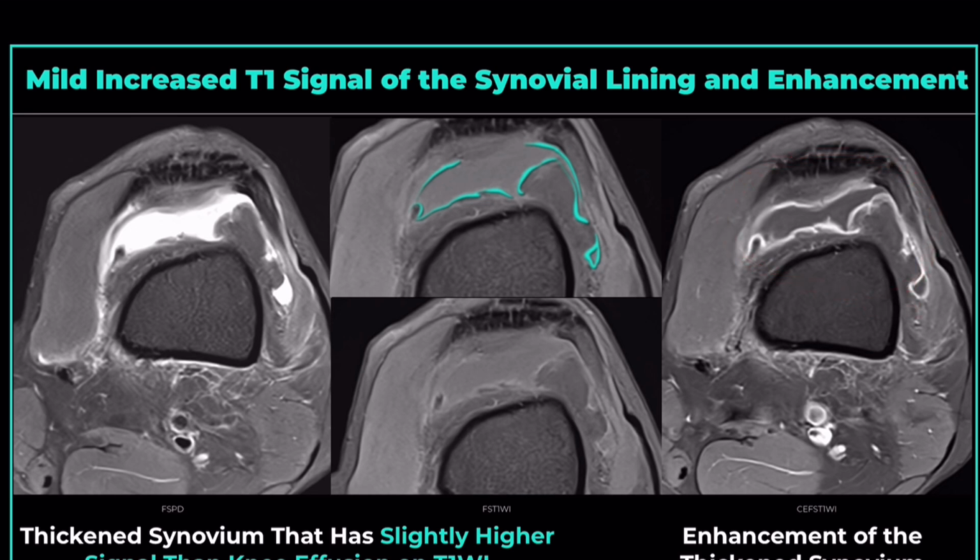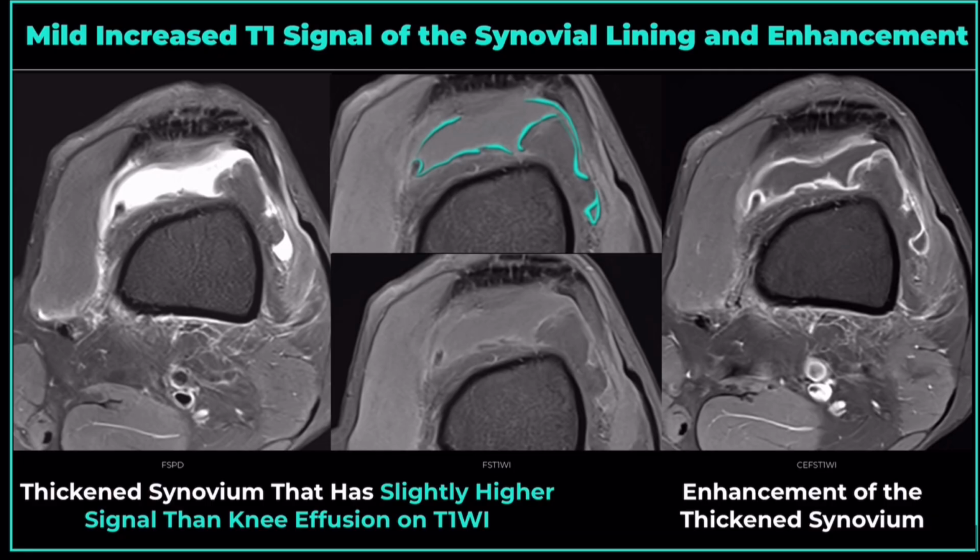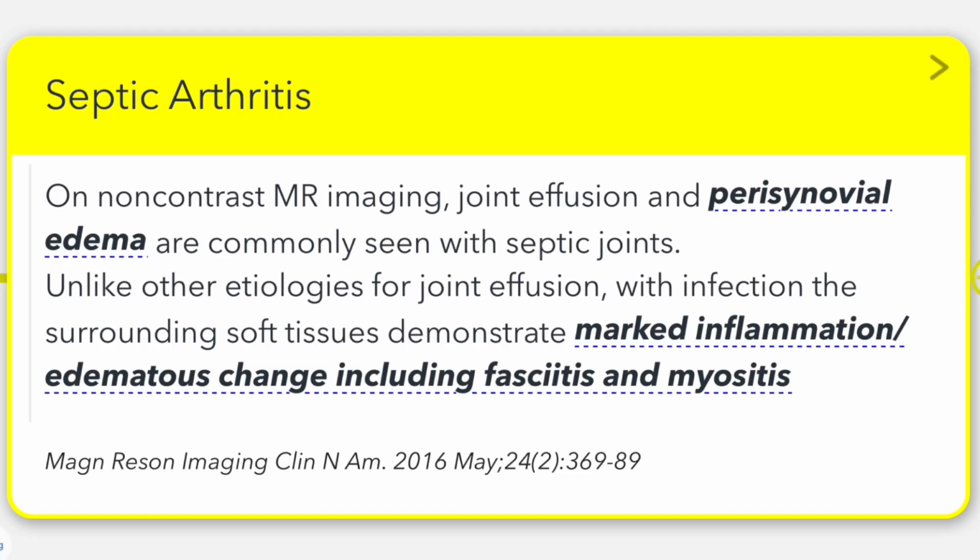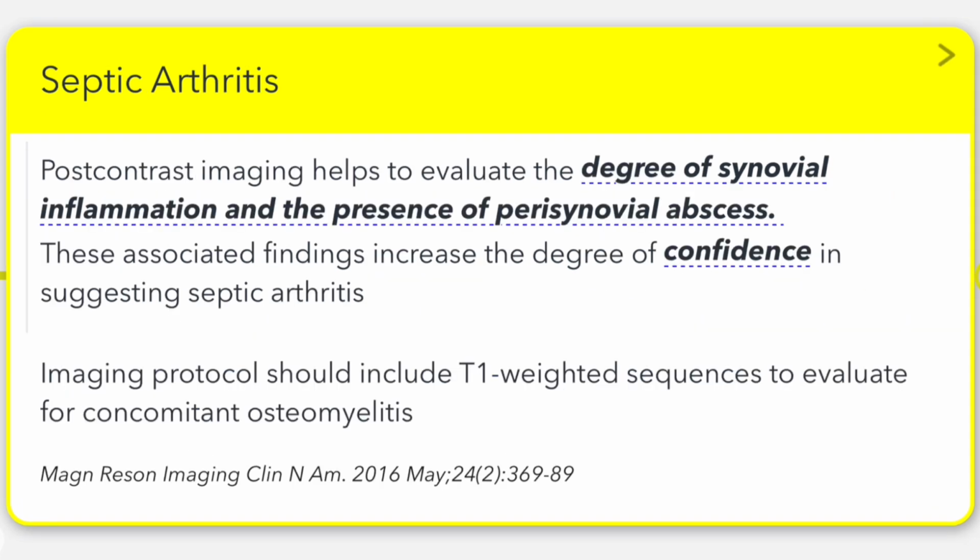In the context of non-contrast MR imaging, it is important to note that joint effusion and perisynovial edema are commonly seen in septic arthritis cases. Unlike other causes of joint effusion, infection leads to marked inflammation and edematous changes in the surrounding soft tissues, including fasciitis and myositis. Furthermore, post-contrast imaging plays a critical role in evaluating the degree of synovial inflammation and detecting the presence of perisynovial abscesses. This increases our confidence in diagnosing septic arthritis.